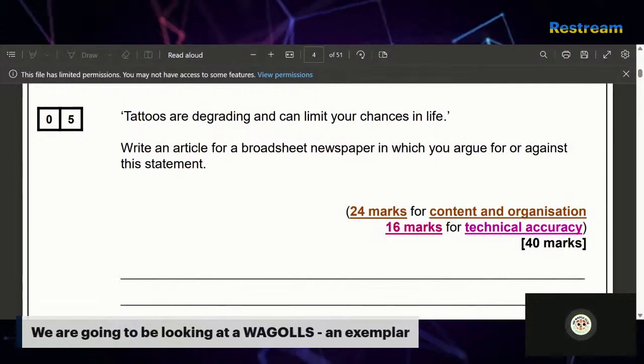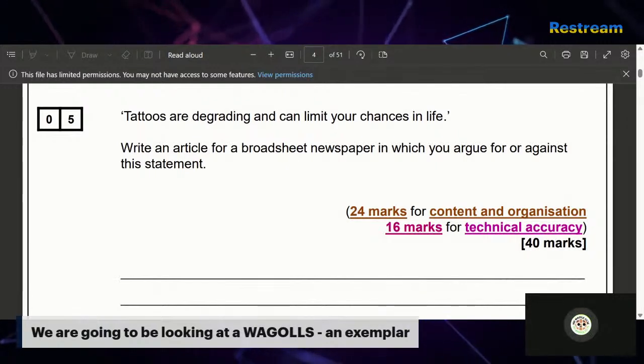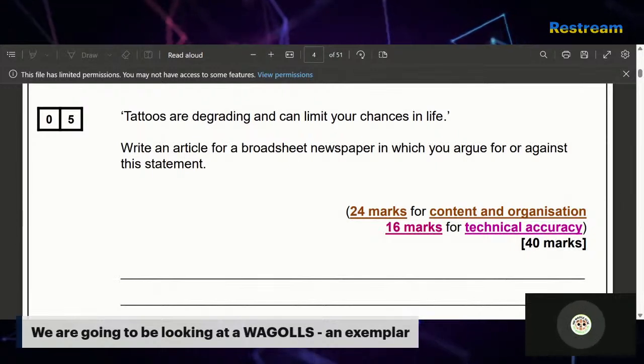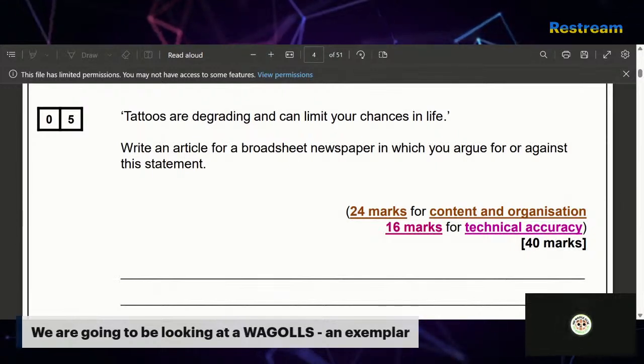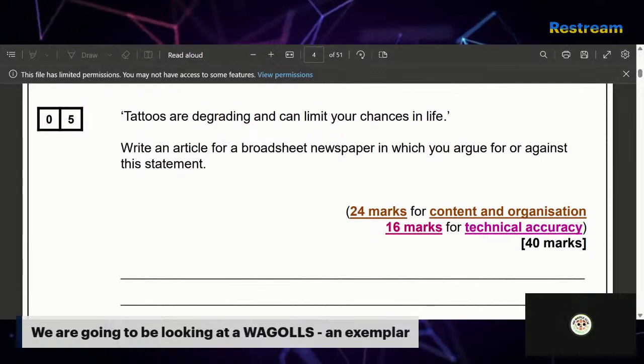So that's the difference. They'll never really ask you for a tabloid because it requires things like massive font and images, which you won't be able to have access to because you're not doing this on a computer. So let's look at this question now.